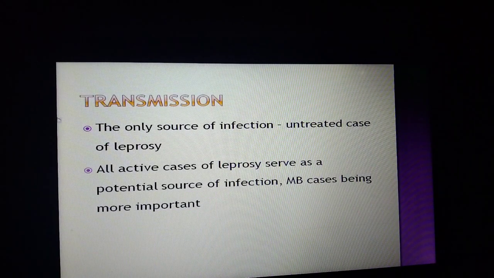How is leprosy transmitted? This is called transmission. How is it transmitted from one human to another human? The only source of infection is an untreated case of leprosy. All the active cases of leprosy serve as a potential source of infection. So multibacillary cases are more important. This is about the transmission of leprosy.